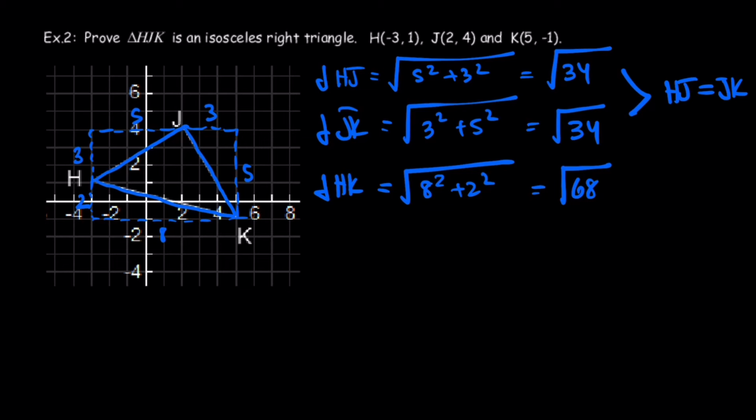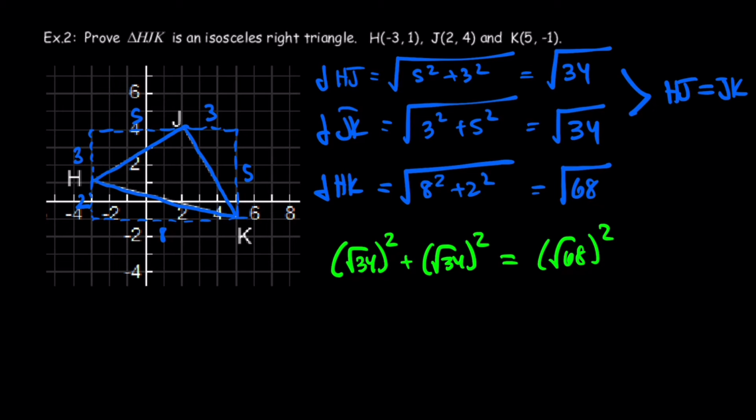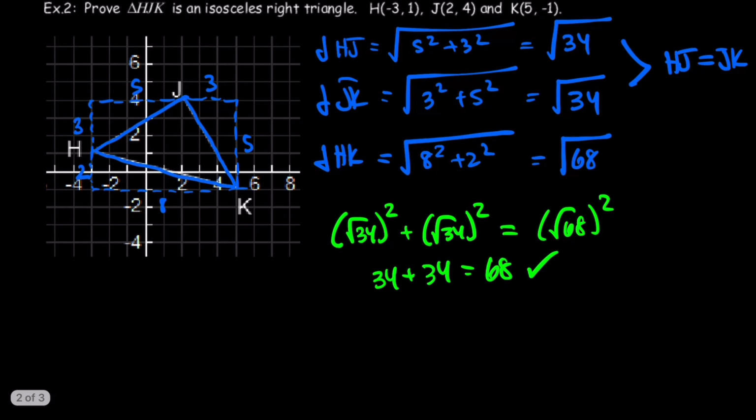Okay, let's use our Pythagorean theorem. (Square root 34) squared plus (square root 34) squared equals (square root 68) squared. Remember, the squared and the square root cancel out, so this gives me 34 plus 34 equals 68, and indeed, 34 plus 34 does equal 68. So now, my conclusion has to involve two parts. It must mention that it's a right triangle and explain why, and that it's an isosceles triangle and explain why.